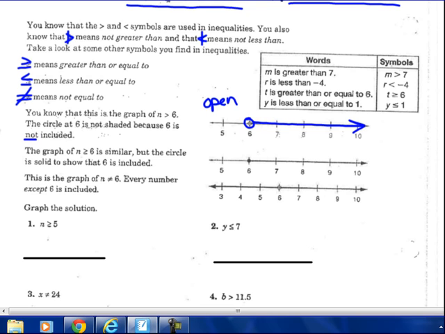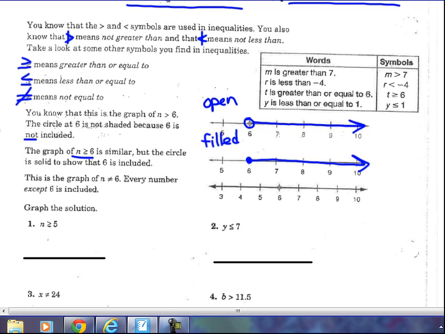The graph of what numbers n are greater than or equal to 6 is similar, but now the circle is filled in. So this is the filled in dot, meaning 6 is included in the solution. 6 and anything greater than 6 is greater than or equal to 6. So the 6 is filled in.